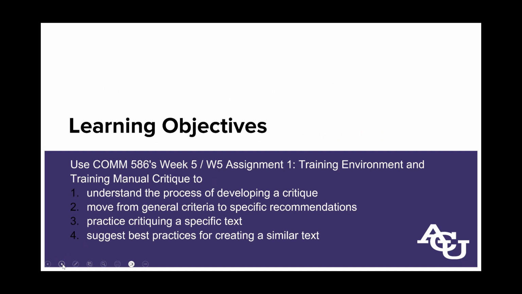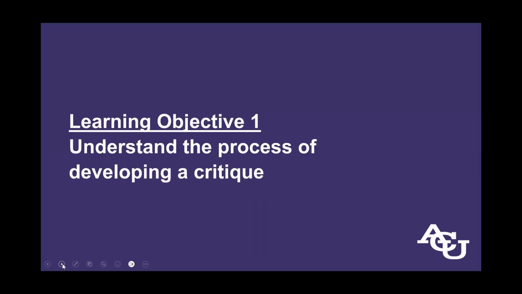So first, here are our learning objectives for this webinar. We will use COMM 586's Week 5, Assignment 1, Training Environment and Training Manual Critique to: 1. Understand the process of developing a critique. 2. Move from general criteria to specific recommendations. 3. Practice critiquing a specific text. And 4. Suggest best practices for creating a similar text.